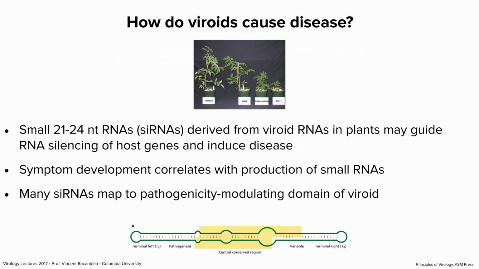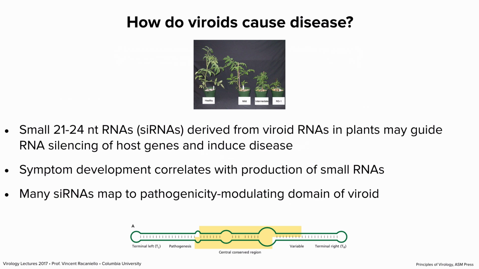So how do they cause disease is an interesting question. As I've said, these can cause stunting of plants, which makes it very difficult to have a good yield. The way we think it happens is really interesting because they don't encode any protein. And for many years, no one had a clue how they would cause disease. And then small interfering RNAs were discovered, and people thought, aha, this must be it. And so people did research on it.